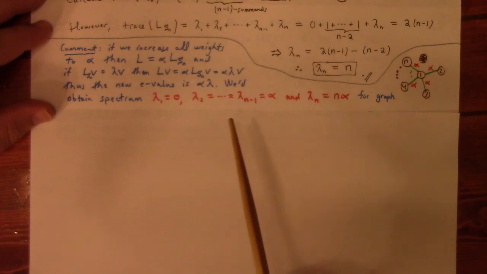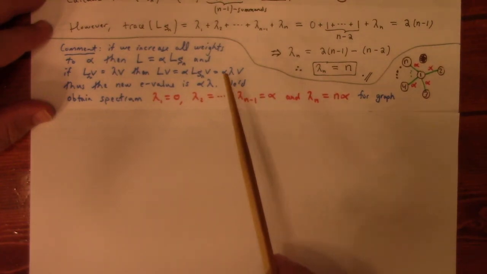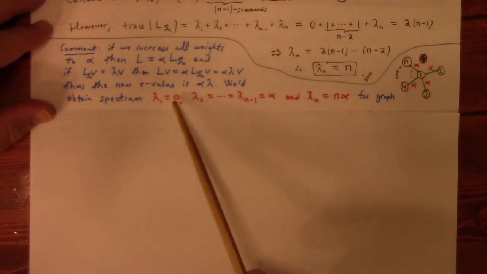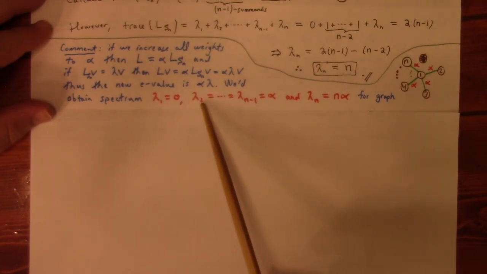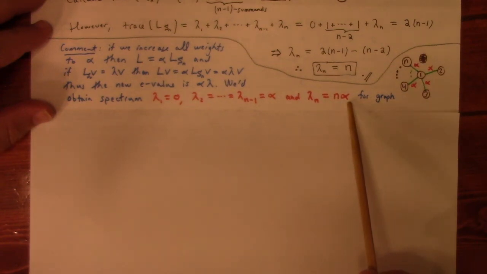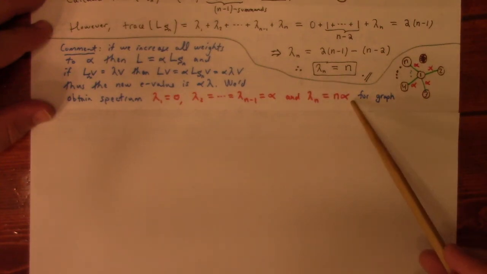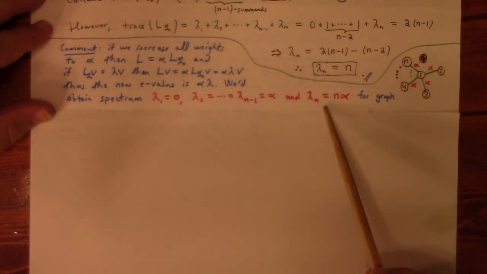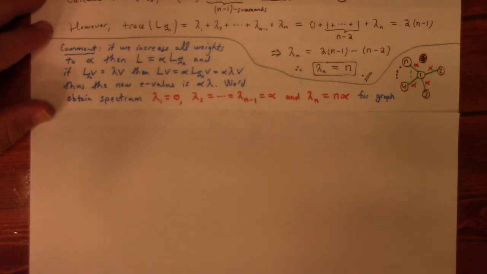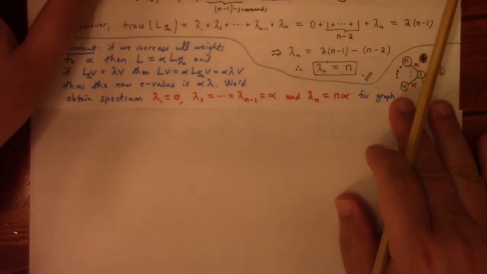So for the star graph with alpha weights, we'd have a new spectrum in red, as I've written it: 0, n minus 2 copies of alpha, and then n alpha for the top eigenvalue in the graph. And again, if you make alpha as big as you like, you can make the nth eigenvalue as big as you like in this case. Now, when the weights are not constant, then it's a much harder problem. And I don't think anything particularly pretty can be said without a lot of work.